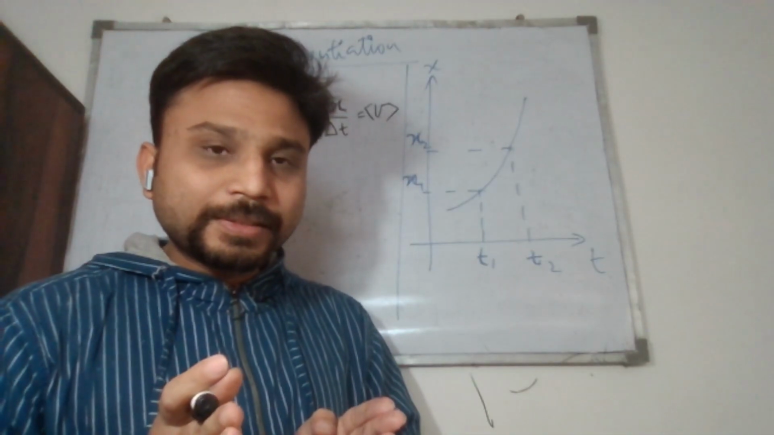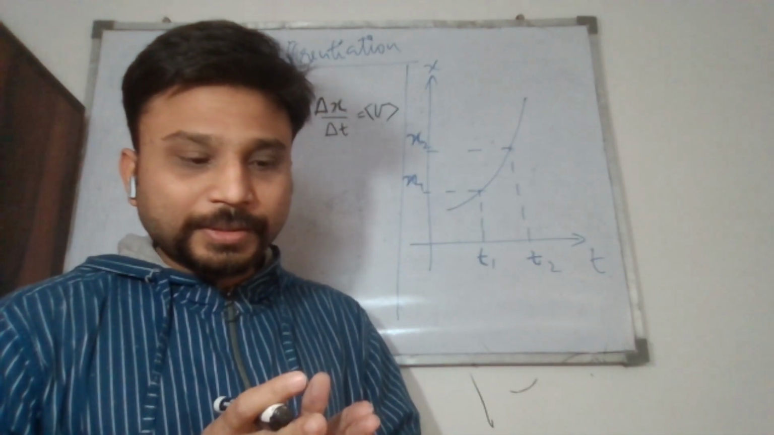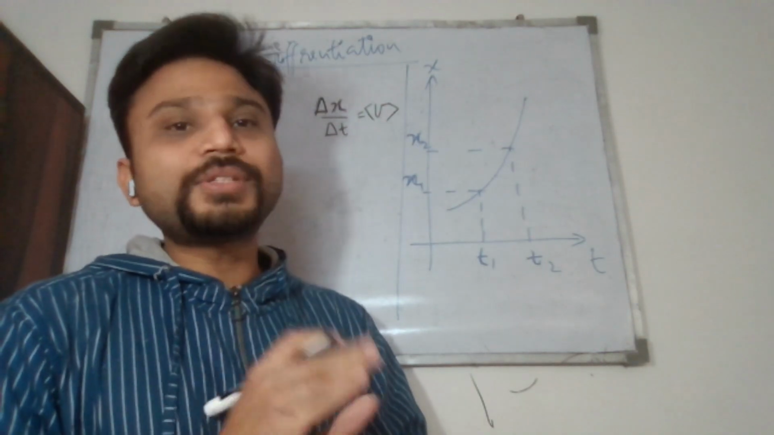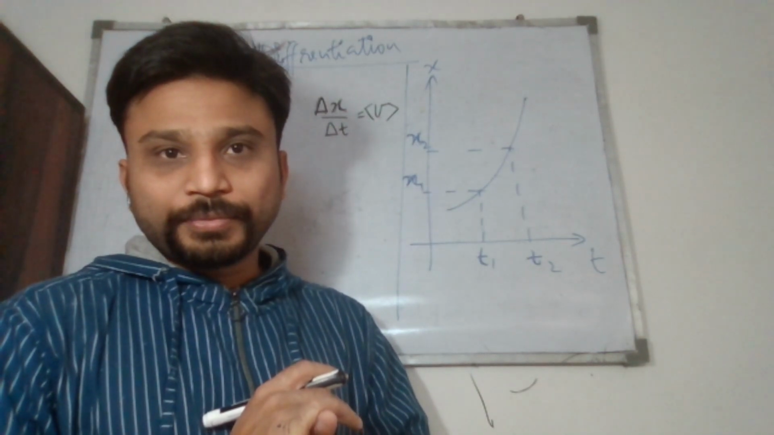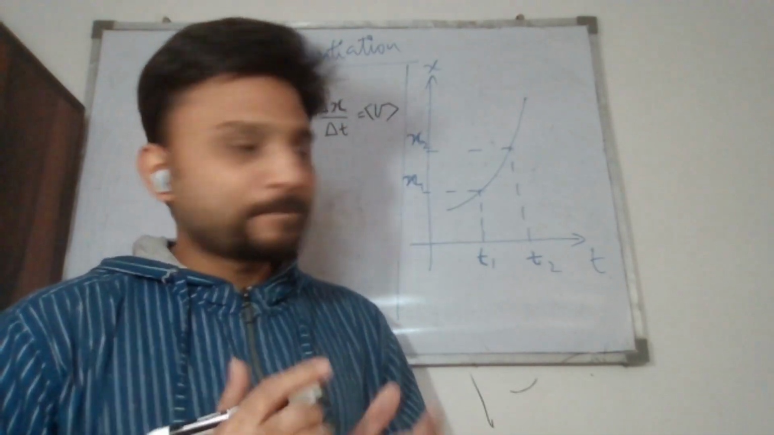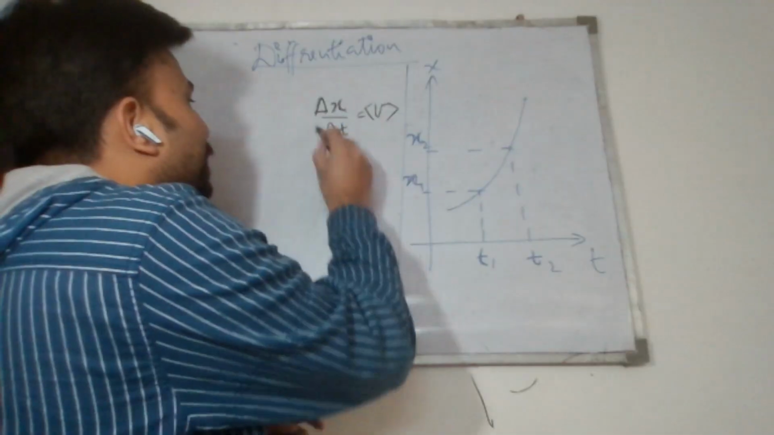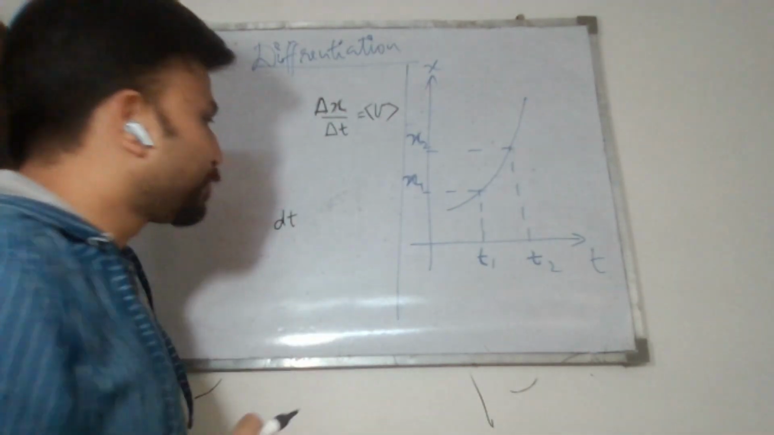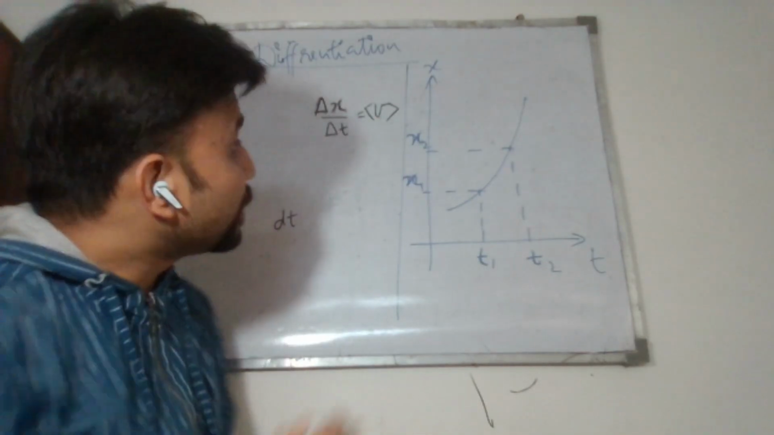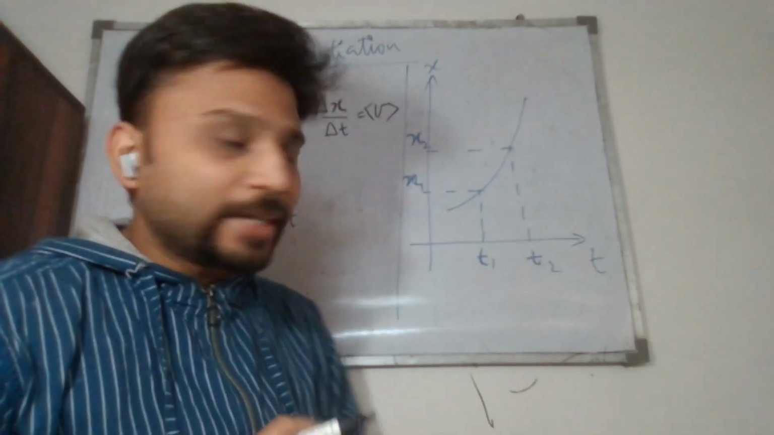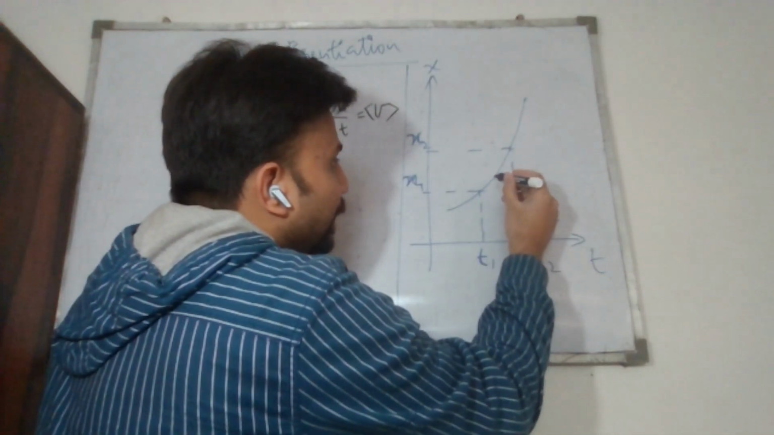It will show us what the velocity is in that small time interval. Let's say that time interval is dt. This delta t became very small, so it became dt like this. And this delta x will automatically become very, very small. In terms of graph, I can say it like this.